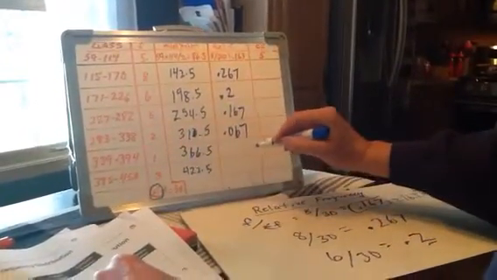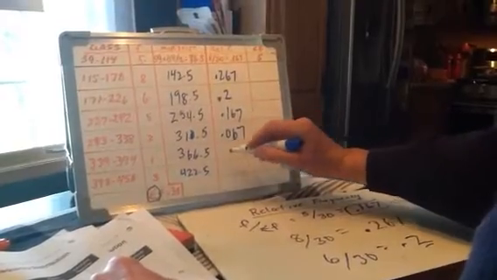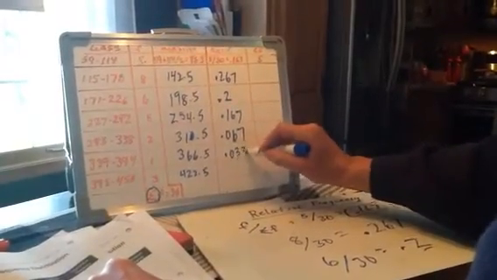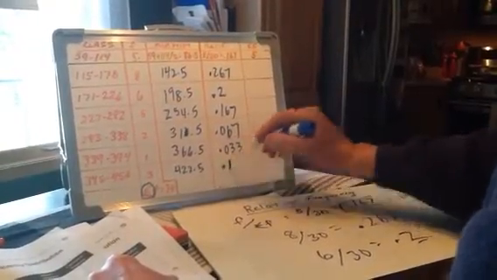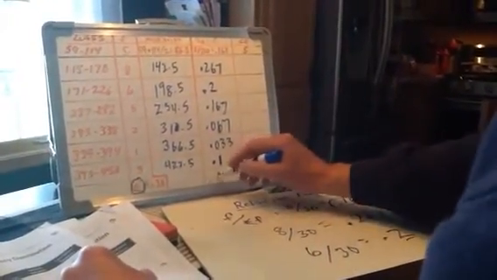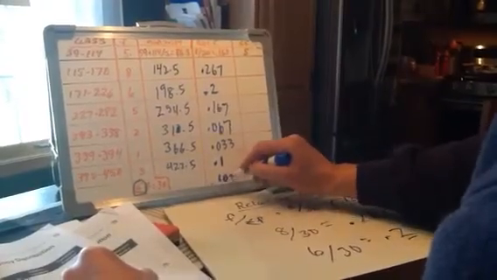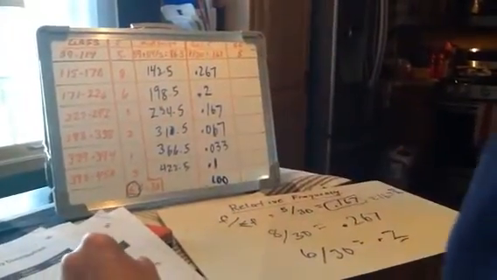1 divided by 30, 0.033. And 3 divided by 30 was 0.1. And if you add these all up, it should equal 1.00, or very close to it.